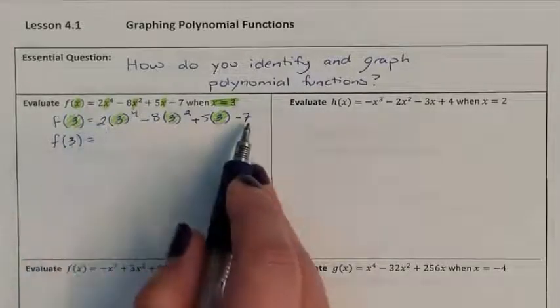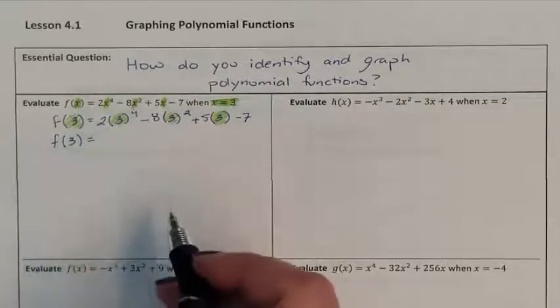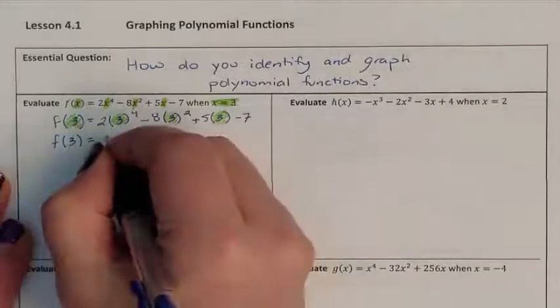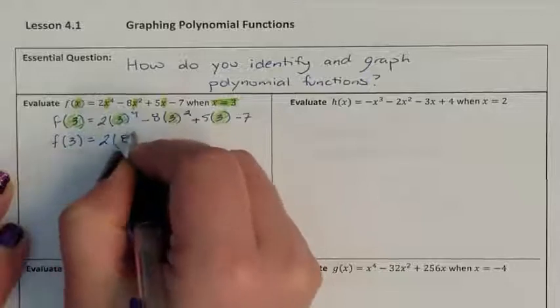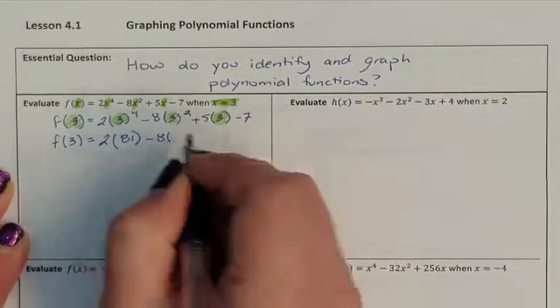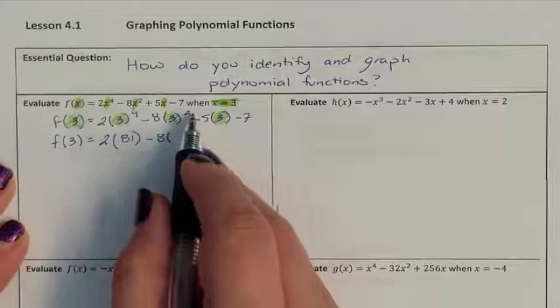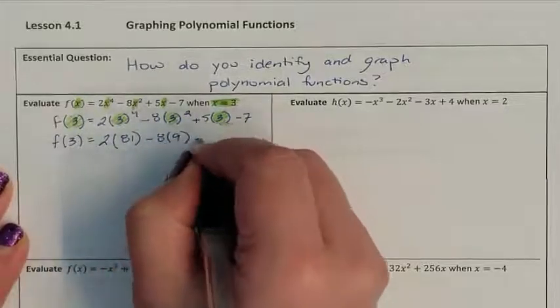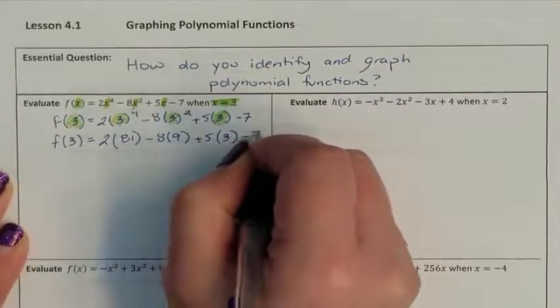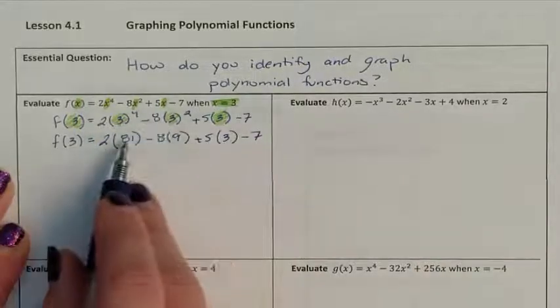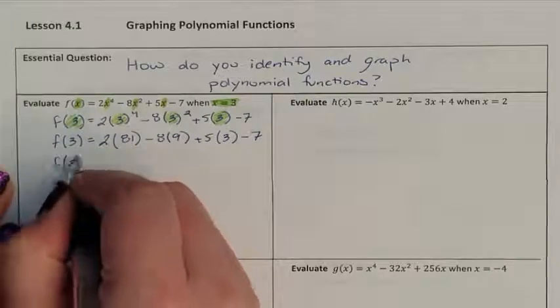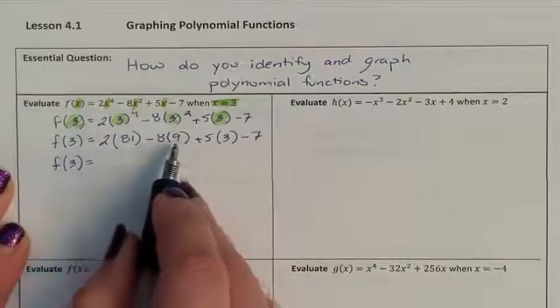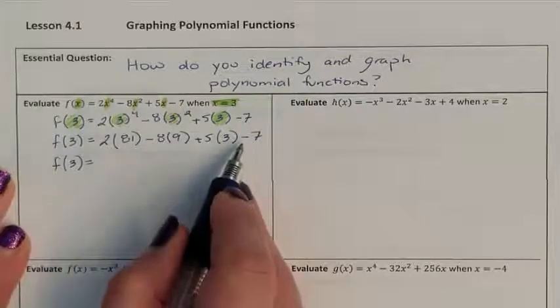So order of operations says the first thing I need to do are my exponents. So I have 2 times 3 to the 4th power, which is 81, minus 8 times 3 to the 2nd power, which is 9, plus 5 times 3 minus 7. Order of operations said the first thing we had to do was exponents. Now, evaluating the f rule at 3, the next thing I need to do is multiply and divide at the same exact time from left to right.